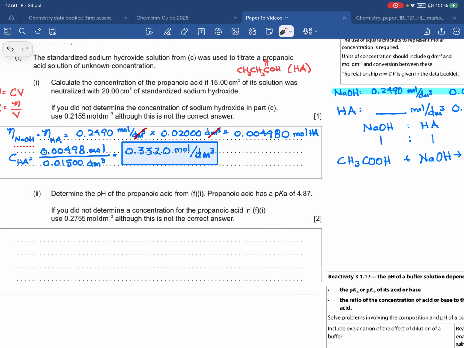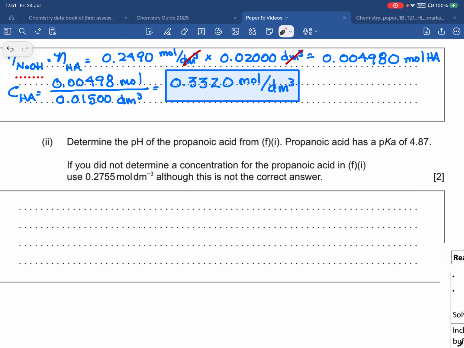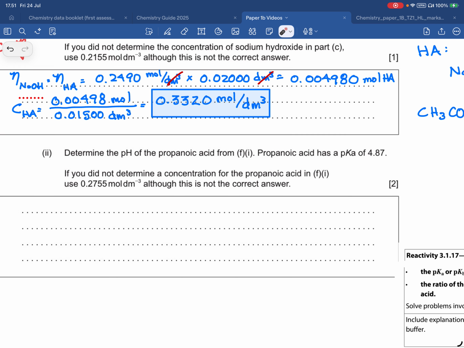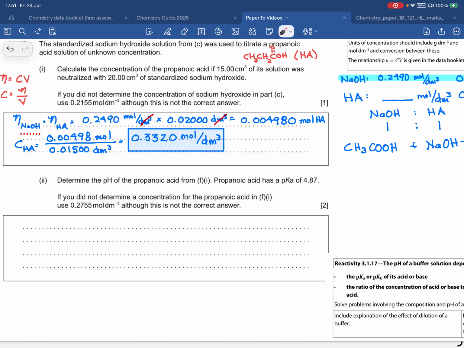Now, this particular one is actually a very simple question, but it's one that a lot of students will struggle with because they don't quite realize how simple it is, and in fact, many people will skip it. You see that in the exam reports a lot. Okay, so: Determine the pH of the propanoic acid from F1, that's here. Propanoic acid has a pKa of 4.87, and then they tell you what concentration to use if you did not get that correct.